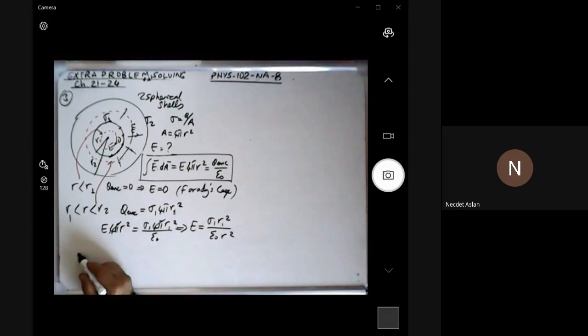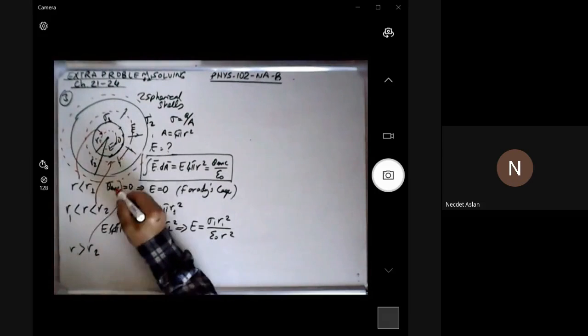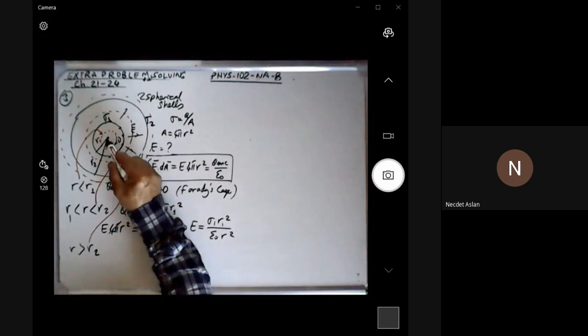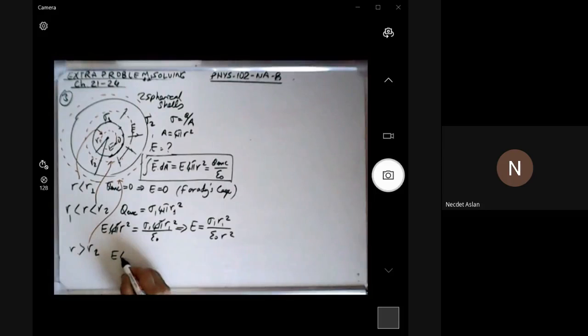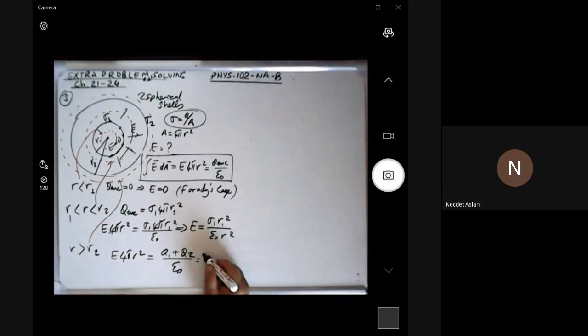What about the other region, when r is greater than R2? We have this Gaussian surface, so don't forget these arrows. Now we have two charges, Q1 and Q2. On the left-hand side, E times 4 pi r squared equals Q1 plus Q2 divided by epsilon 0. But Q1 and Q2 are written as sigma times A. So it equals sigma 1 times 4 pi R1 squared plus sigma 2 times 4 pi R2 squared, divided by epsilon 0. Now we divide this expression by 4 pi r squared to solve for the electric field.